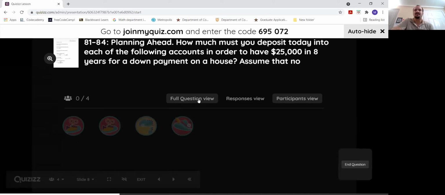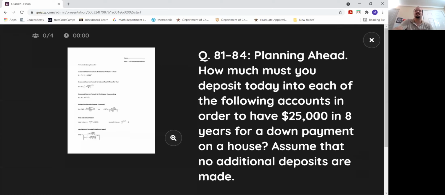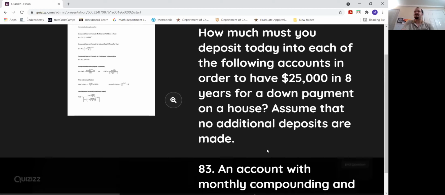Planning ahead. This is a little bit different from what we've been doing, and it's going to require a little bit of back solving. How much must you deposit today in each of the following accounts in order to have 25,000 in 8 years to make a down payment on a house? That's not really important for the math part, but assume that no additional deposits are made.